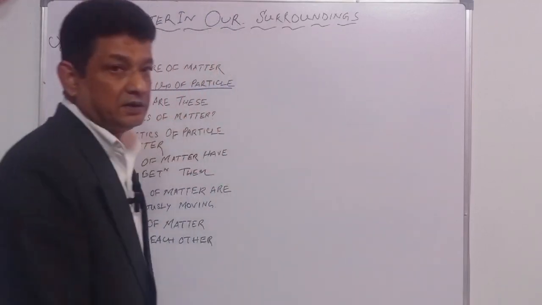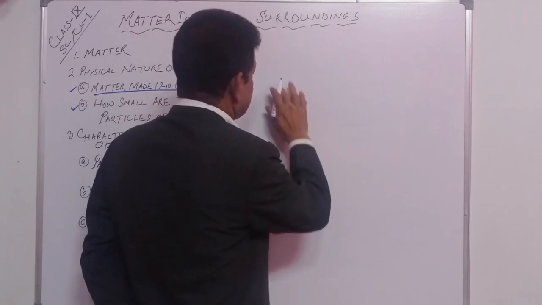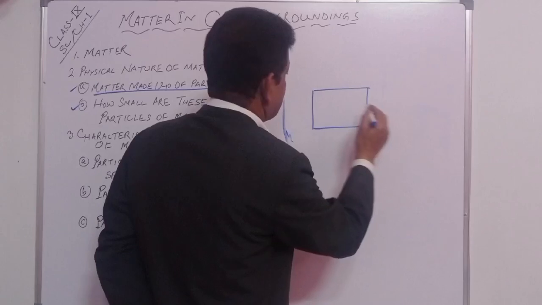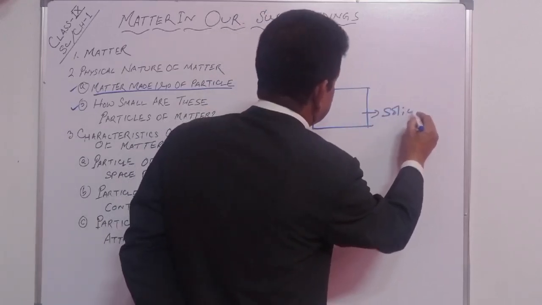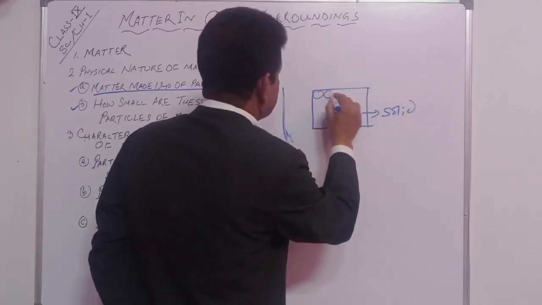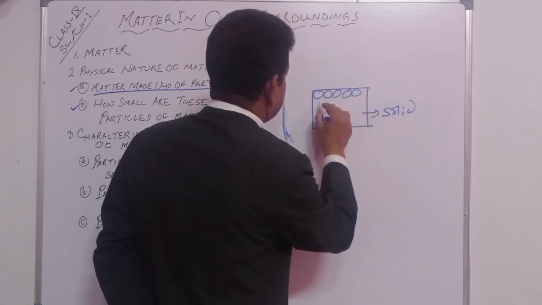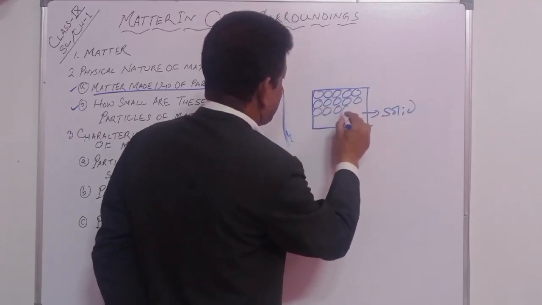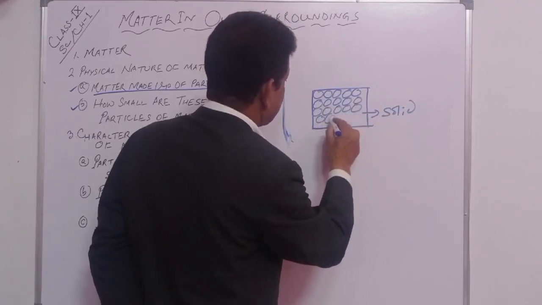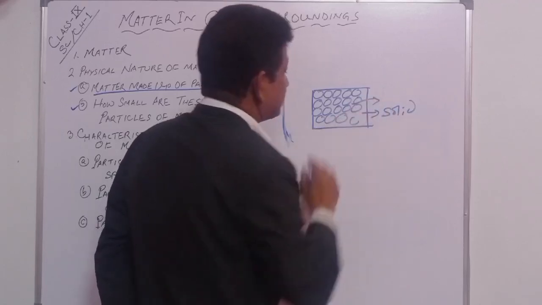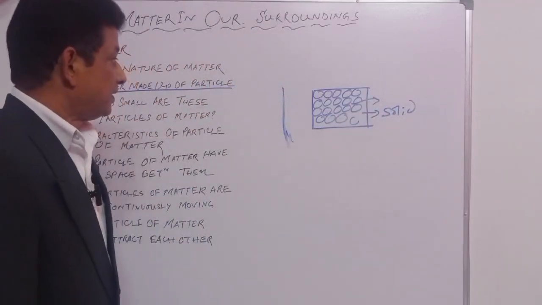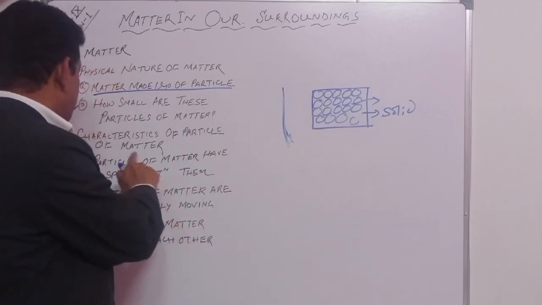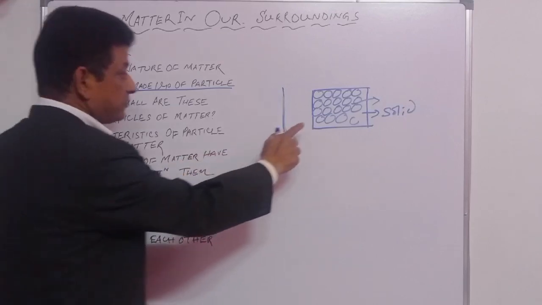All the particles, suppose this is a solid block. So there will be particles here. And we can see, हम लोगों को ये दिखाई पड़ेगा कि there is some space in between them. These are called intermolecular space. So particles of matter have space in between them.